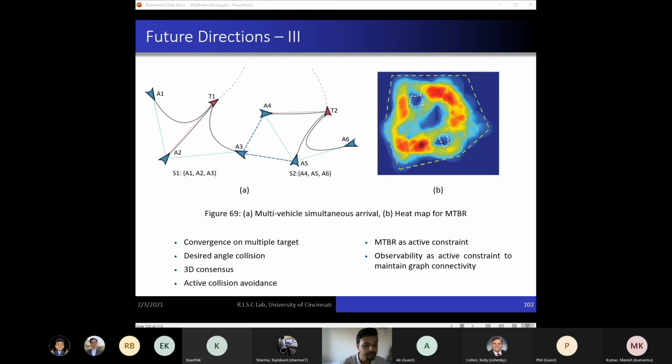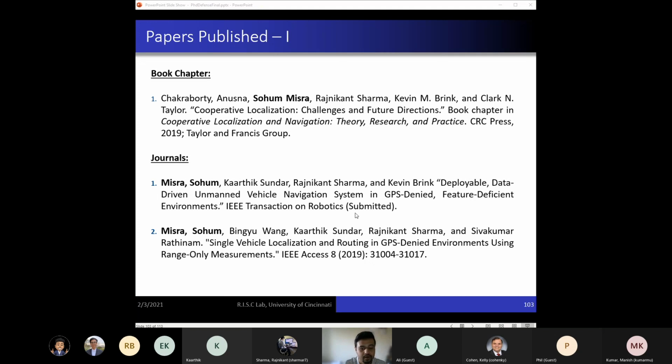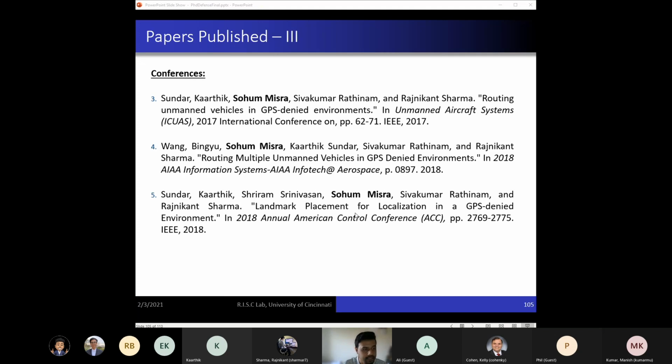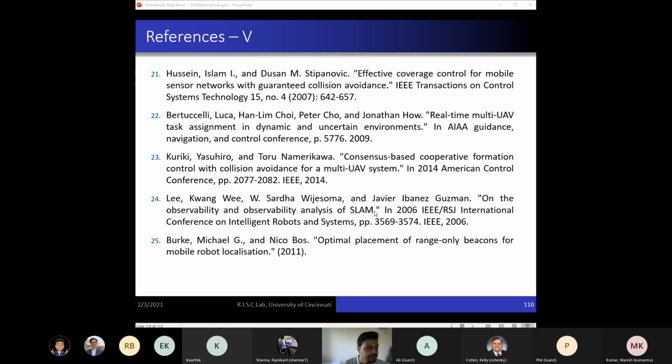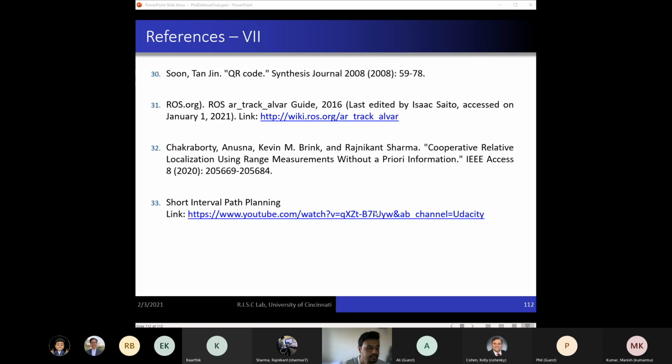As shown in figure 69B for the search area optimization problem, we can use the heat map to find potentially cooler regions and actively feed it to develop a uniformly distributed map. So this way we can improve those individual topics as well. These are the related papers that were published over the course of my PhD. And these are some of the references that I have used pertaining to my presentation today.